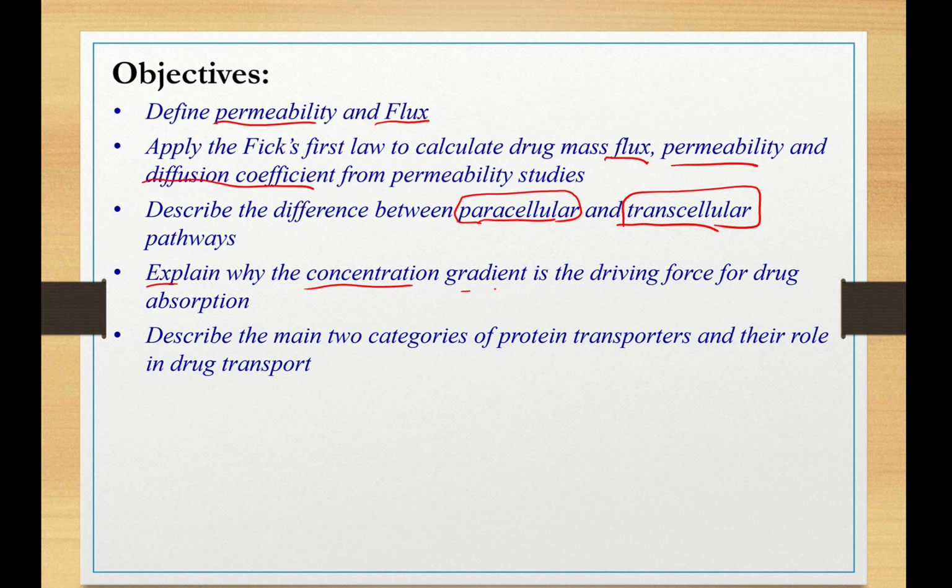Explain why the concentration gradient is a driving force for drug absorption. This is a very important objective here. And finally, describe the main two categories of protein transporters and their role in drug transport. And obviously, the last objective is related to the active transport, not the passive diffusion.